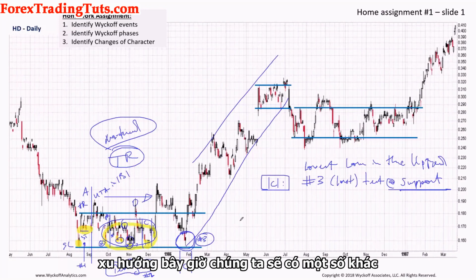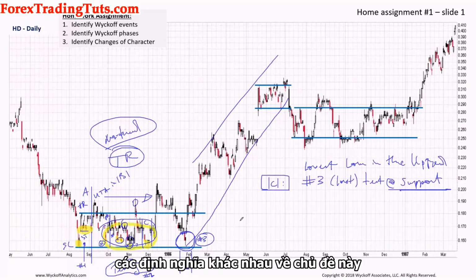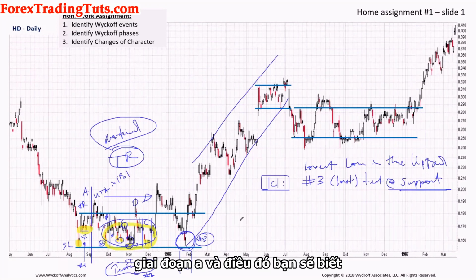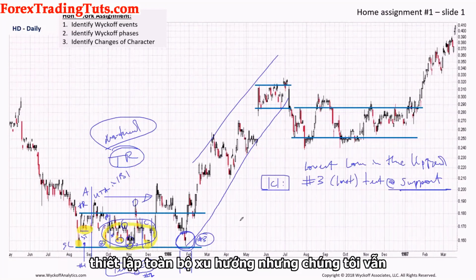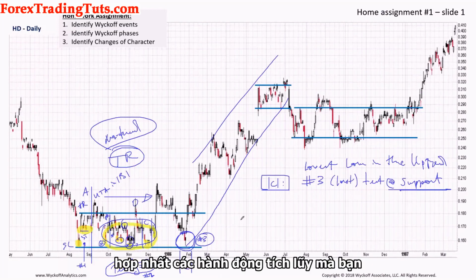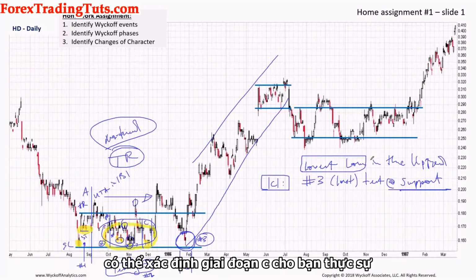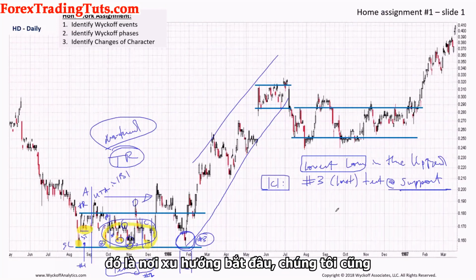Now, we'll have some other definitions on this subject where we might have even the low in phase A, and that would establish the whole trend. But we still would be going through some kind of consolidating, accumulative actions prior to that. So the lowest low, when you look at the historical chart, could define phase C for you really easily. That's where the trend starts.